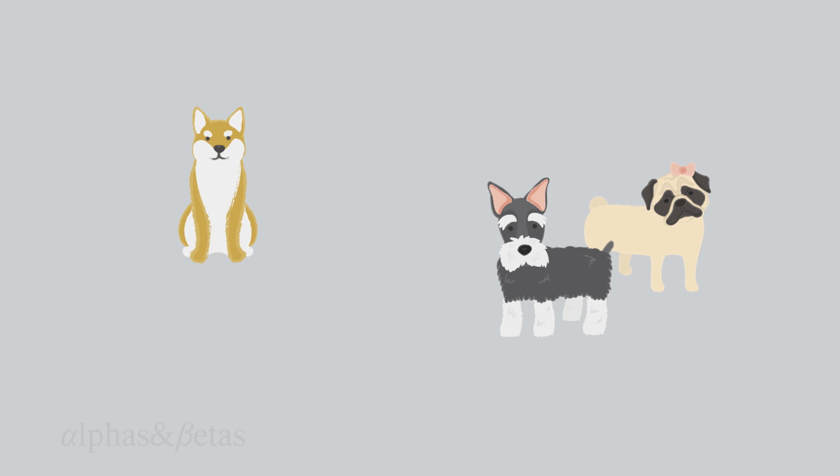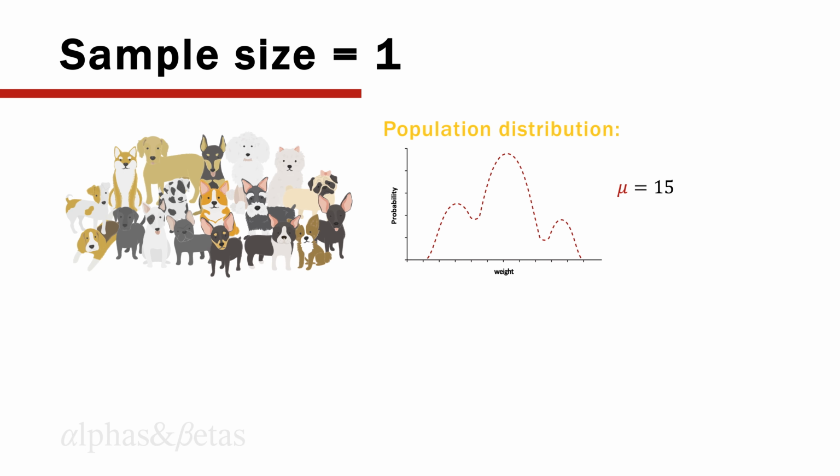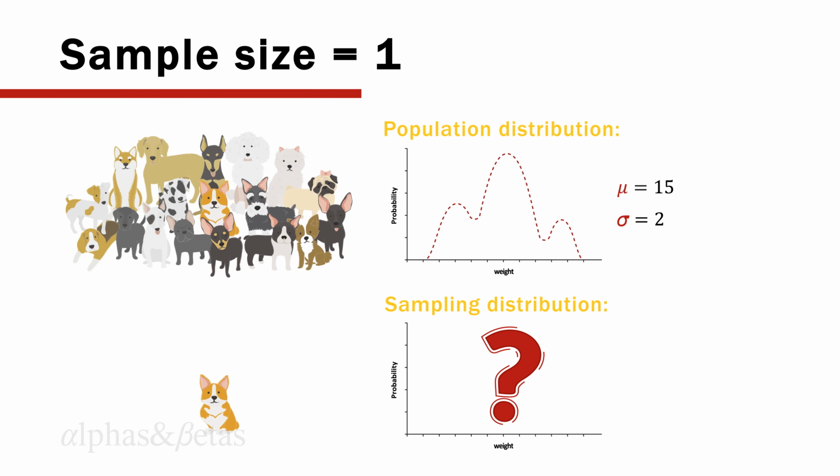Let's work out what the mean and standard deviation of the sampling distribution would be. Let's say the probability distribution of the weight of all puppies in the population has a mean, mu, of 15 pounds and a standard deviation, sigma, of 2 pounds. You pick 1 puppy from the population. That is, you draw a sample of 1. You don't know which puppy you'll get or what its weight is, so the weight of that puppy is a random variable. What do you think the probability distribution of that weight is? The possible weights for that puppy are just the possible weights of all puppies in the population.